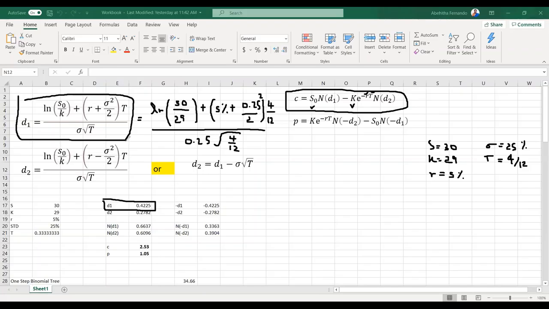So to calculate D2, rather than using this, you can simply use this formula over here. It's a simplification of this. So you can say D2 will be equal to, now D1 we know, which is 0.4225, minus sigma into the square root of time. Sigma is 0.25, which is the standard deviation, into the square root of time, which is 4/12. And check and see how much you get.